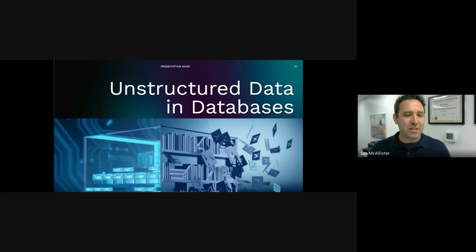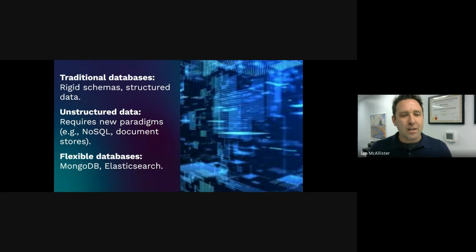Unstructured data in databases. Traditional databases, like relational databases, are designed for structured data. They rely on rigid schemas, predefined structures for how data should be stored and queried. This is perfect for structured data like numbers and dates, but it's not flexible enough to handle the messiness of unstructured data like text, images, or audio.